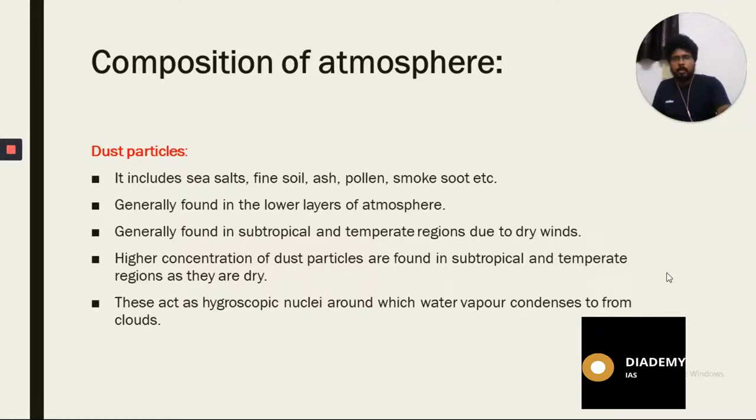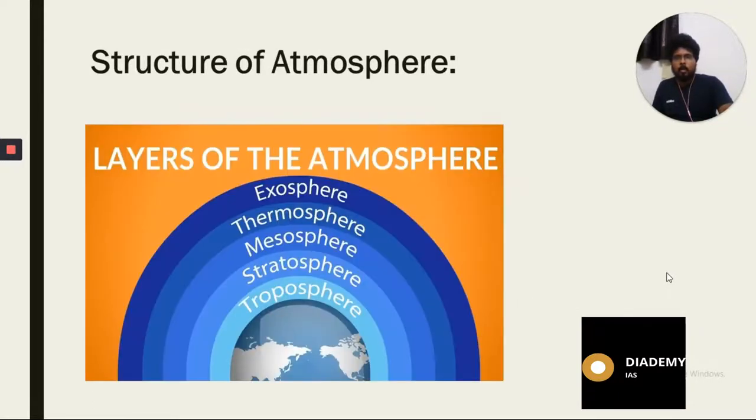So this is about the dust particles. Now we will study the different layers of atmosphere. The atmosphere is broadly divided into various layers like troposphere, stratosphere, mesosphere, thermosphere, and exosphere. These are the different layers that we have.